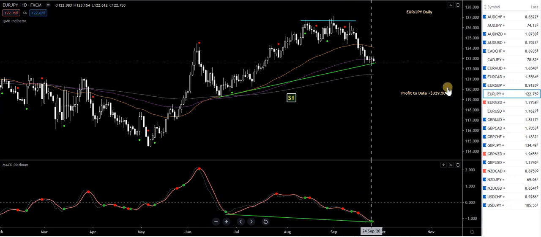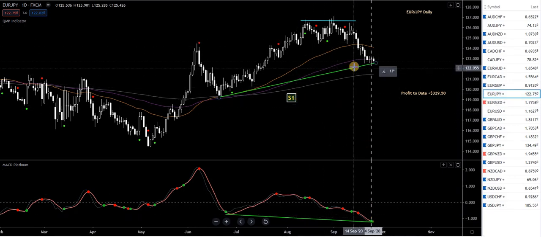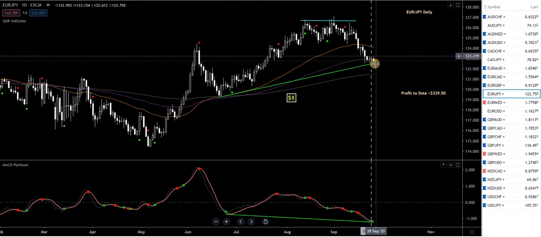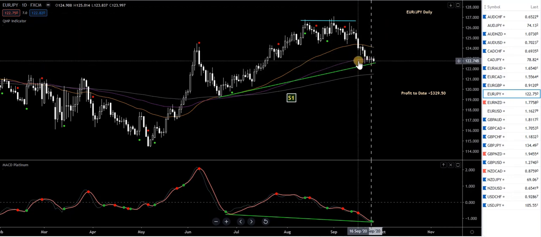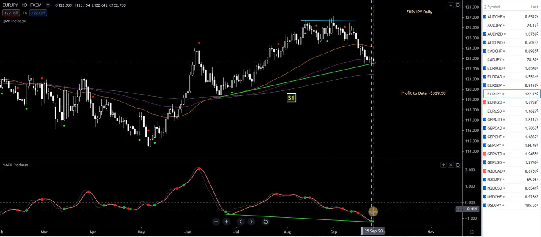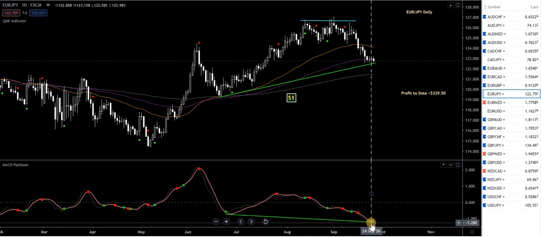Euro Yen, nothing happening, no trades on at the moment. I'm looking for a potential hidden bullish divergence setup to the buy side. You can see my warning green dot on the MACD Platinum below the zero level.